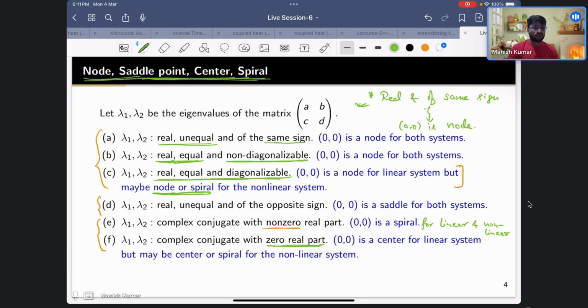For the linear system we know that it is a center, when you have a circle kind of thing, but for the nonlinear system it can be a center or a spiral. This case, similar to what we have seen for stability, is true here also. There is some distinction between the results: it is a center for the linear system, but for the nonlinear system it can be a center or a spiral. So this is the whole characterization for the nonlinear system.